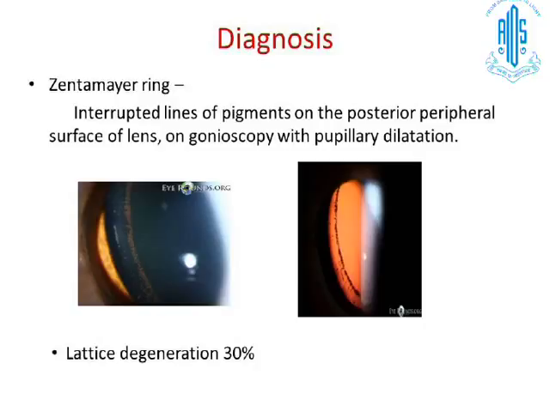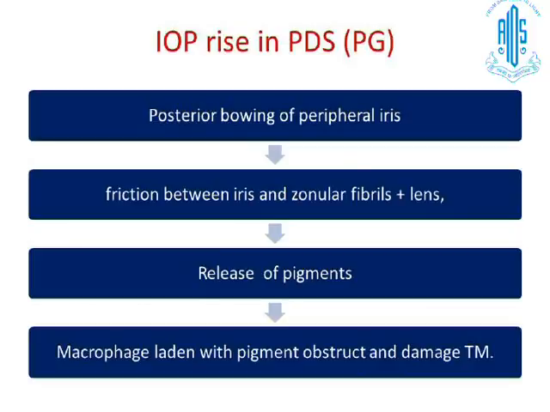Zentmayer's ring is the interrupted lines of the pigments on the posterior capsule peripheral part, as shown here. These are the interrupted lines here. And if you want to detect them, you need to dilate the pupil and examine the periphery. You may also get lattice degeneration in about 1/3 of the cases of pigment dispersion syndrome.